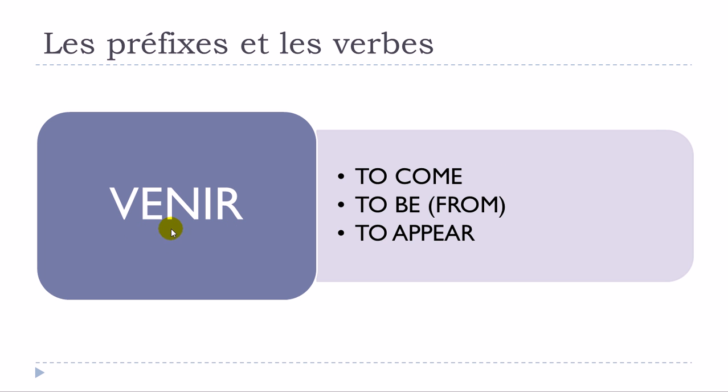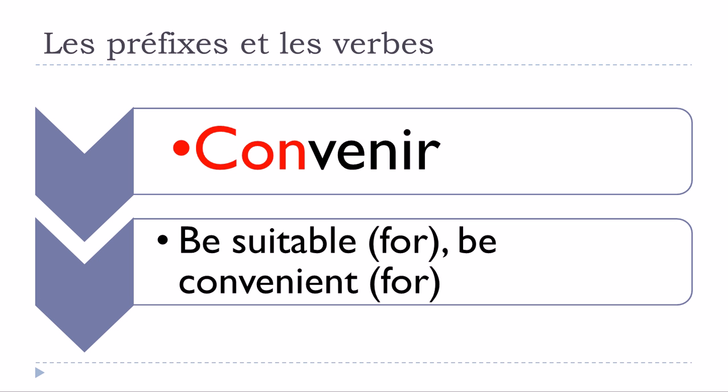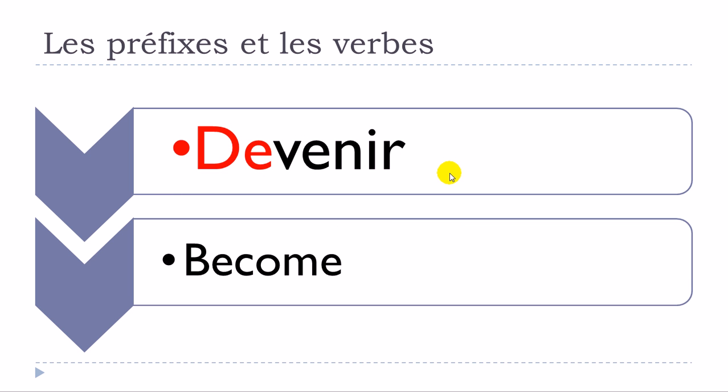When we talk about les préfixes, we will talk about letters that we will add in front of venir, and by adding these letters, we'll change the original meaning of this verb. Let's see how it will go. The first thing that we could add would be con, and then we would get convenir. Here you will see for each verb the translation in English. We also have the possibility to add D-E, de, devenir.